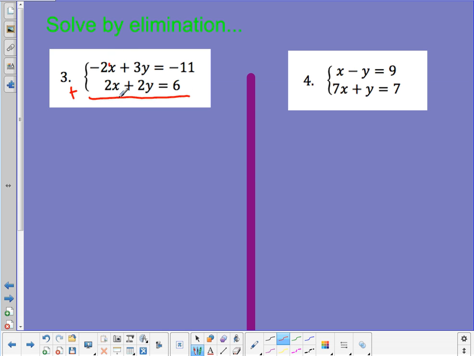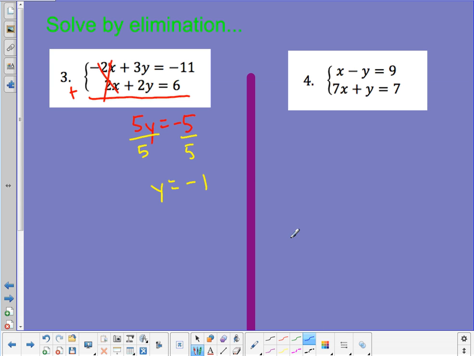So now I have negative 2x and 2x. Negative 2x plus 2x goes away. Negative 2 and 2 make 0, so those are gone. Then I have 3y plus 2y, that's 5y. And negative 11 plus 6 is negative 5. So 5y equals negative 5. I need to solve for y. Divide both sides by 5 and end up with y is equal to negative 1.